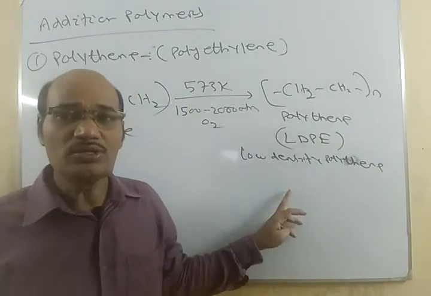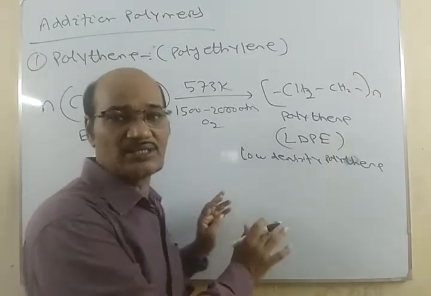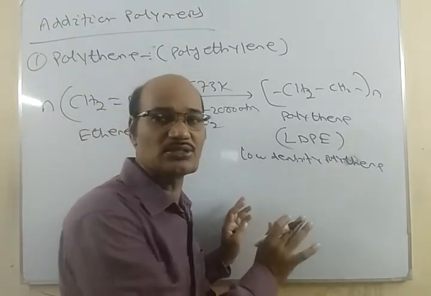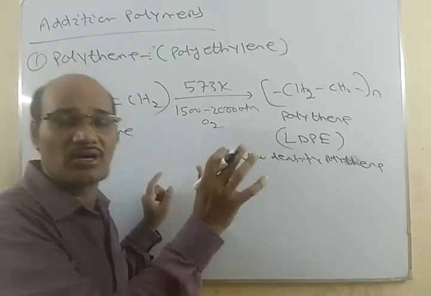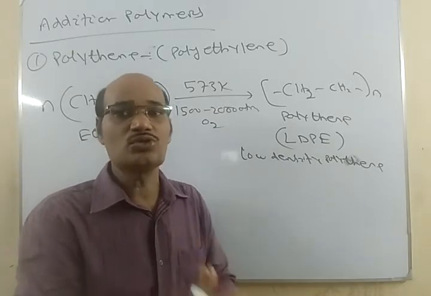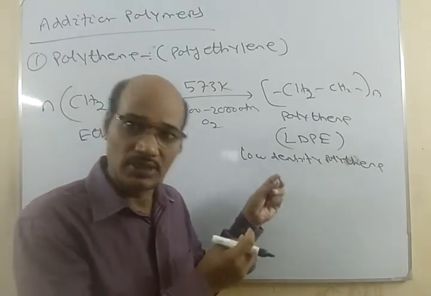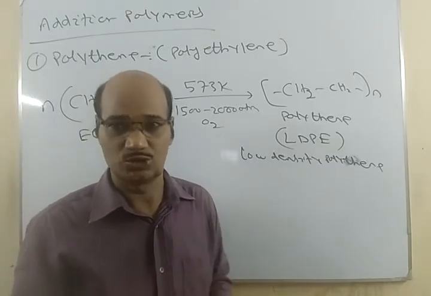So low density polythene means these are branched polymers. Because they are branched polymers, the monomer units are not tightly connected to each other, so the density is less. They also have some sort of elastic nature.